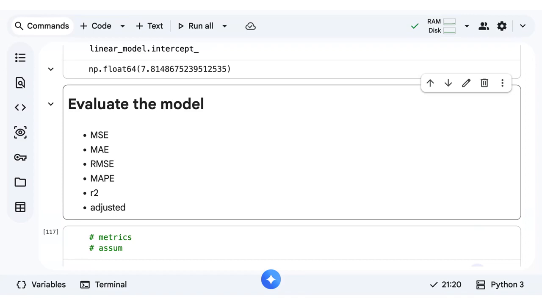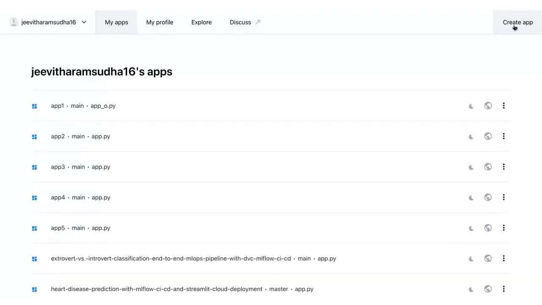Just a minute, I'll show you. Right after I teach you linear regression, I'll show you how to deploy it on Streamlit so that you'll get familiarity.